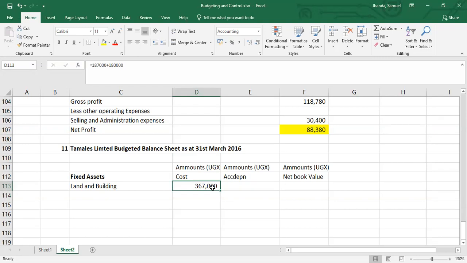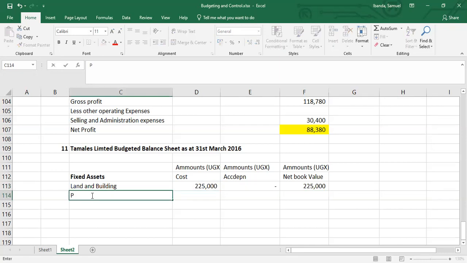So this is land and building. Sorry, land and building is not 187, 187 is actually for plant and machinery. Okay, sorry. So land and building is 45, which is the beginning, 45,000 plus 180 to give us the 225. There is no depreciation here. So it's plant and machinery where we're going to use the 187.